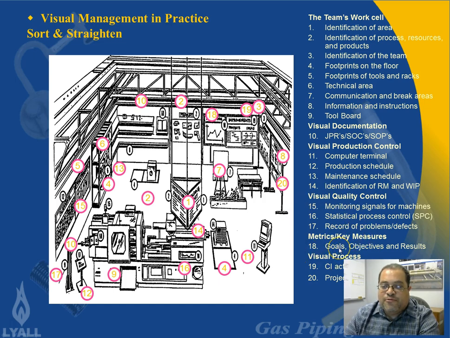You should always have transparency of what are your goals in the area, what are your objectives, and what are your current results. You also want to track your ongoing continuous improvement activities so people have awareness of that. And your project list and any sort of mission statement should also be visible to people.